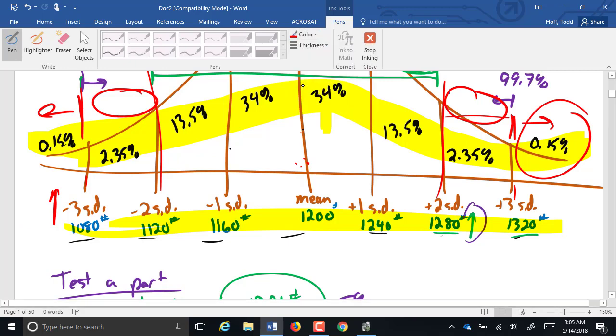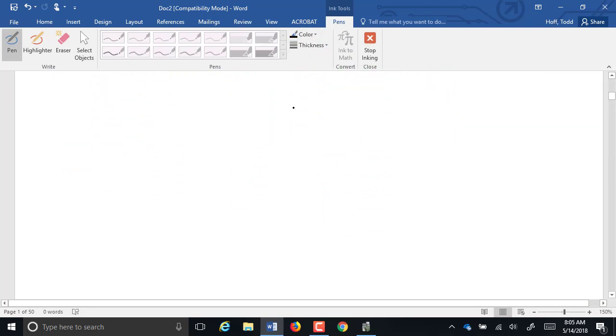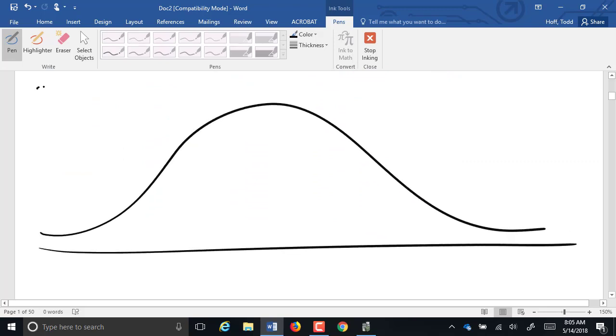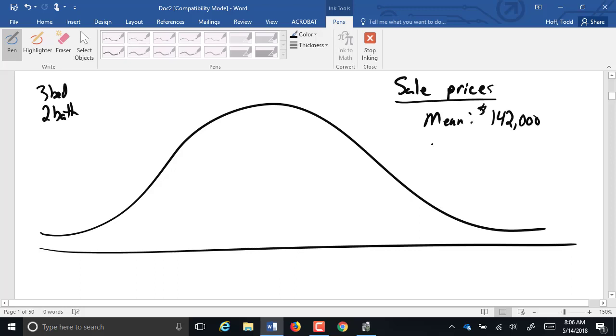Let's look at an application maybe in your everyday life. Let's say you get a job offer and you're looking to move and you want to buy a house. You want a 3-bedroom, 2-bathroom house. You do your research in the area you're moving into. Over the last few years, the sale prices of 3-bedroom, 2-bath houses have a mean of 142,000 and a standard deviation of 19,000. So what does that mean?